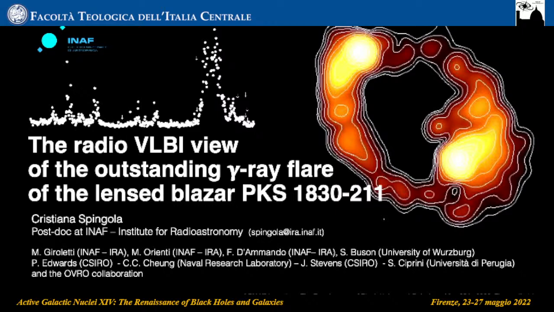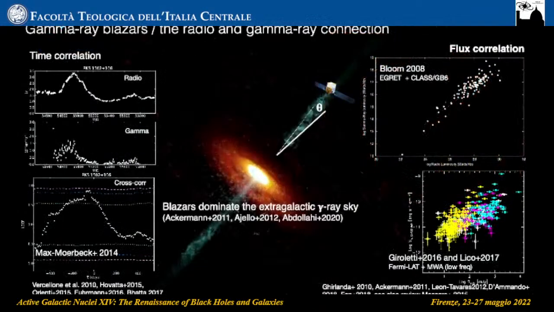So, I will talk about the radio follow-up of the outstanding gamma ray flare that you see on the top left here with the white dots of this beautiful lensing system, which is PKS 1830. It's on the right, 2 lensed images and an Einstein ring.